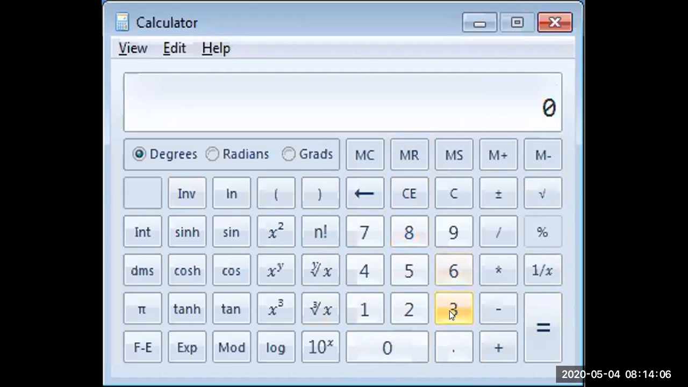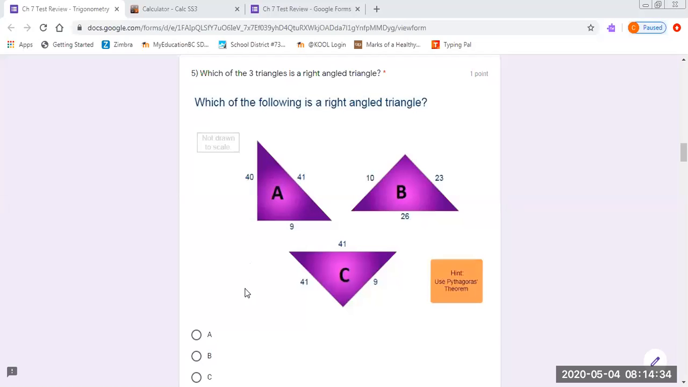But let's try triangle A. So this one, we're going to take 40 squared plus 9 squared. And then we take the square root of that, and that does arrive exactly at 41. So that is the correct answer. The answer to this is triangle A. So I'm going to just switch back here, and I would say that triangle A is the correct answer here.